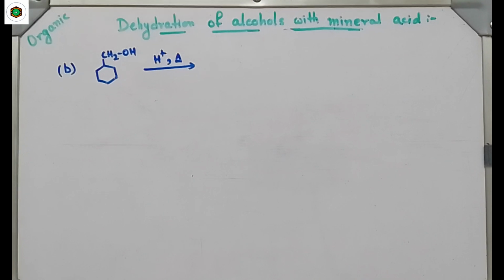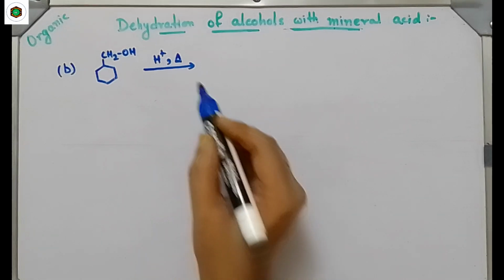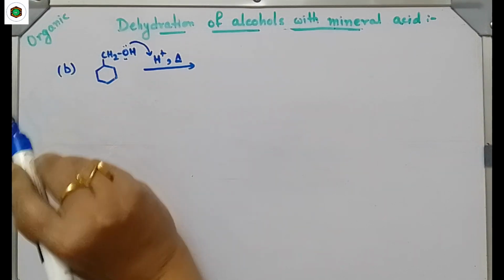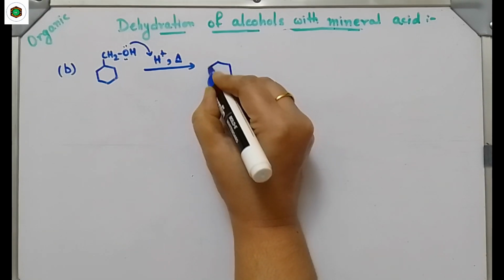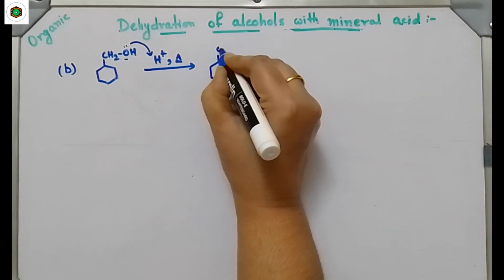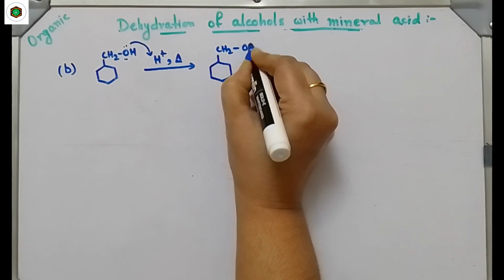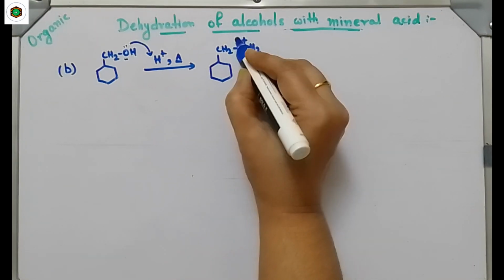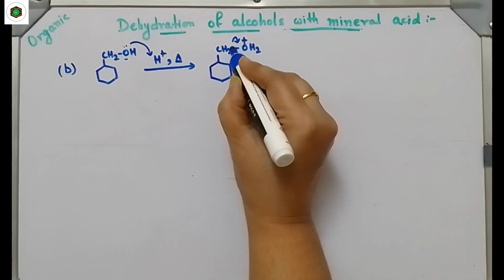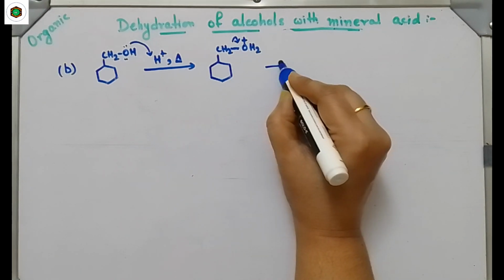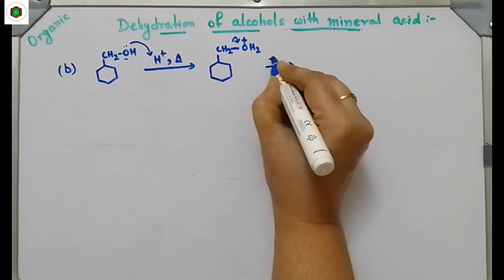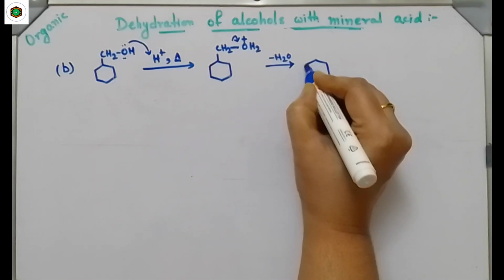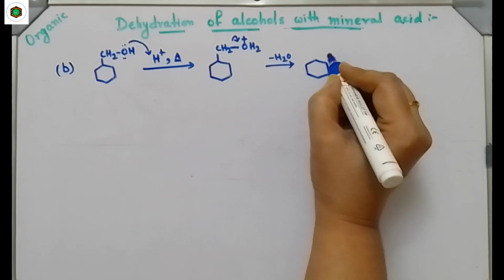Now for the second reaction, what is the major product? At the first step, this lone pair of oxygen will be donated to H plus. We will get protonated alcohol, CH2OH2 plus. Then what will happen? Removal of water will take place. This bond will cleave, and here on the arrow you can write removal of water, means minus water. So we are getting this carbocation.